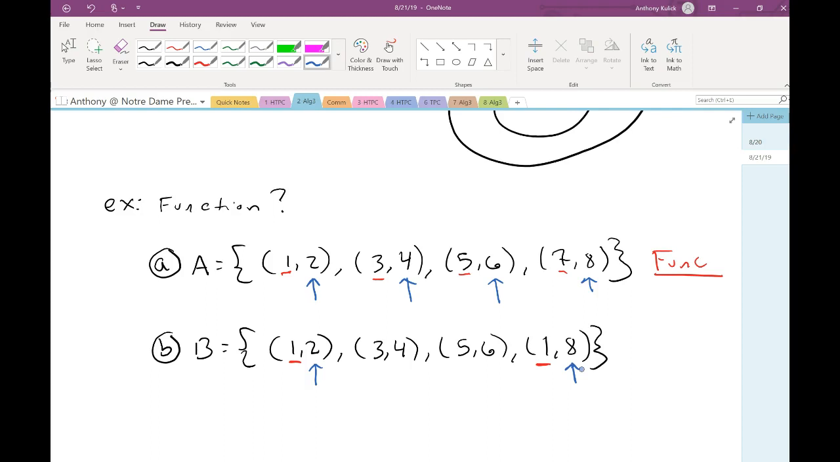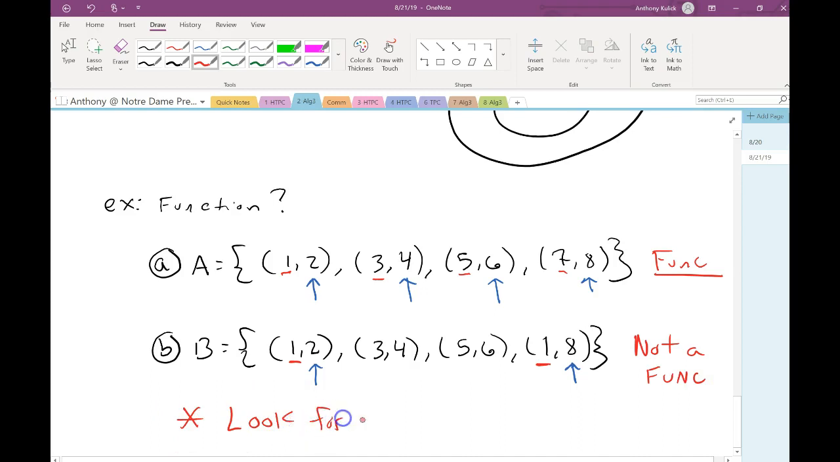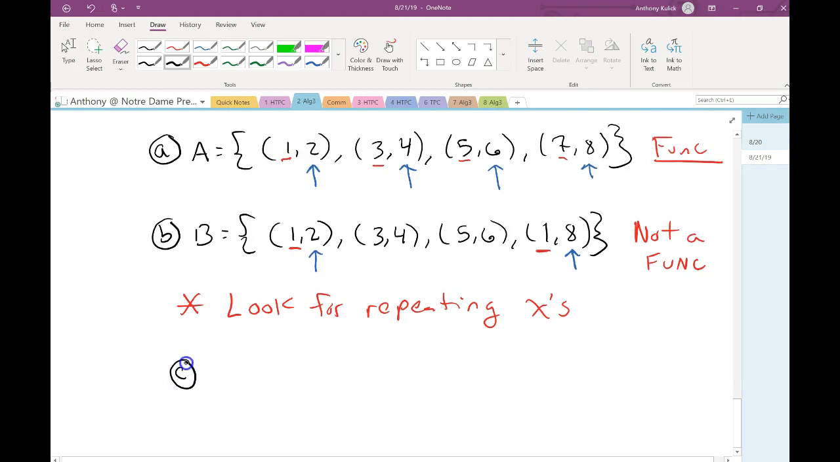So, what is our kind of shorthand? What are we looking for if one of these sets of ordered pairs is a function or not? A repeating, which spot needs to repeat? X. Yeah. So this is not a function. And what we're looking for is repeating x's. Does it matter if the y's repeat? No. So let's look at an example where we have some repeated y's.